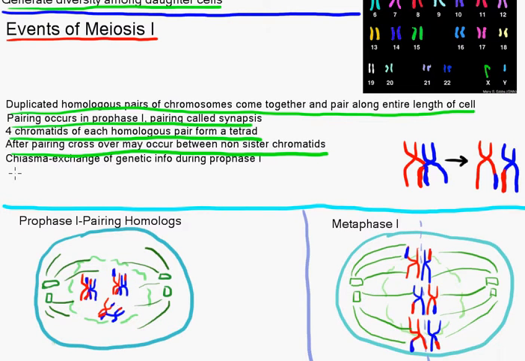And let me get that out of the way. A chiasma is the exchange of genetic information during prophase 1. So I tried to illustrate this over here. It's when the chromosomes come into contact with each other, their information switches, they trade with each other.